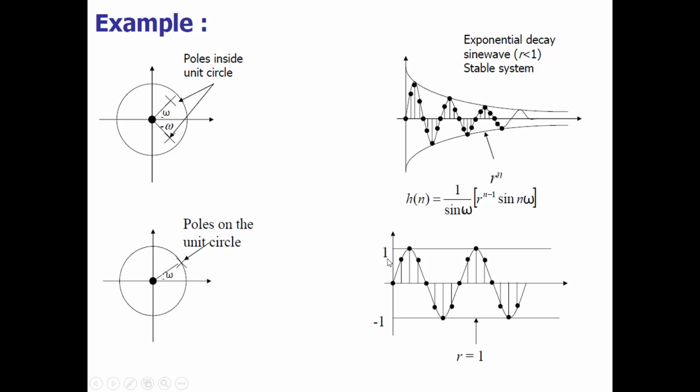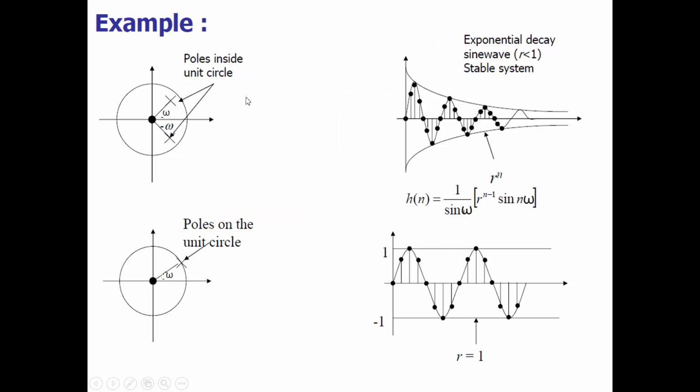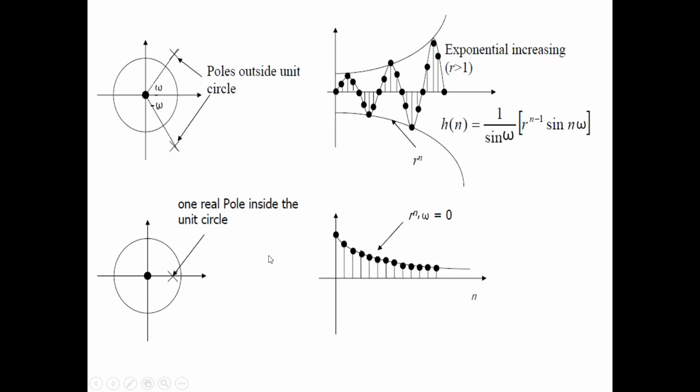But if r is greater than 1, that means the poles are outside the unit circle. In that case, the system will not converge, rather it will diverge, exponentially increasing when r is greater than 1, with poles outside the unit circle. With poles on the unit circle, you will get a sinusoidal waveform. But with one real pole inside the unit circle, you will get a monotonic response, and that monotonic response is of a kind of low pass filter.